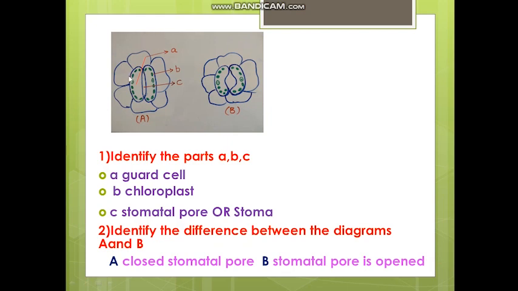The next question, the diagram is same but the questions are asked differently. The first question is identify the parts A, B and C. The part A is showing the guard cell, the part B is showing the chloroplast, and the part C, you can see here, is stomatal pore, also known as stoma. So the second question, identify the difference between the diagrams A and B. If we observe carefully the diagram A and the diagram B, there is a slight difference. The stomatal pore of A is the closed type, whereas the stomatal pore is opened here in the diagram B.